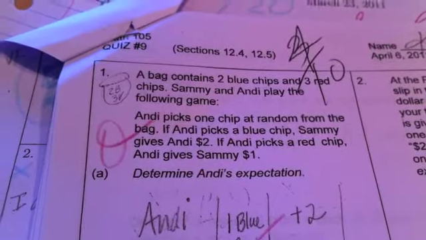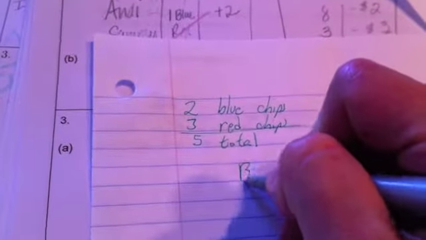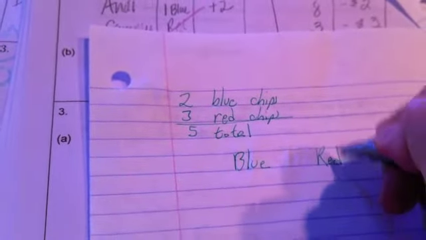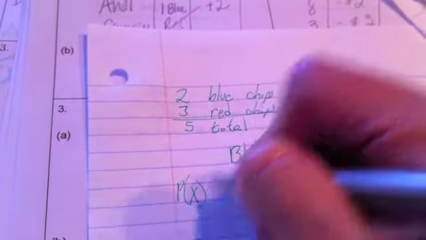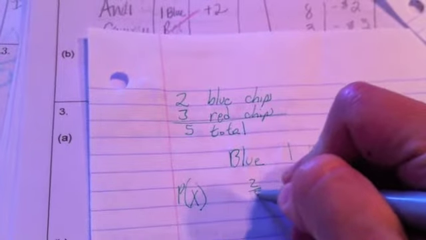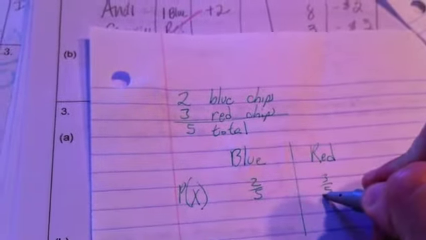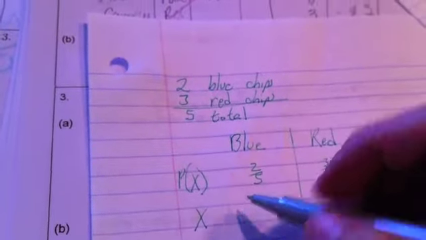Okay, so we've got 2 blue chips, 3 red chips, 5 total. There are 2 possible outcomes when Andy picks his chip. He can either pick a blue or he can pick a red. And so we want the probability of each of these outcomes. So the probability of picking blue is 2 out of 5, and the probability of picking red is 3 out of 5.